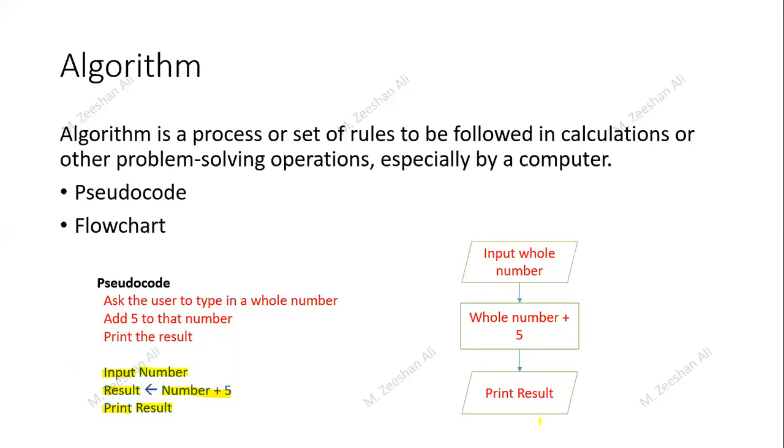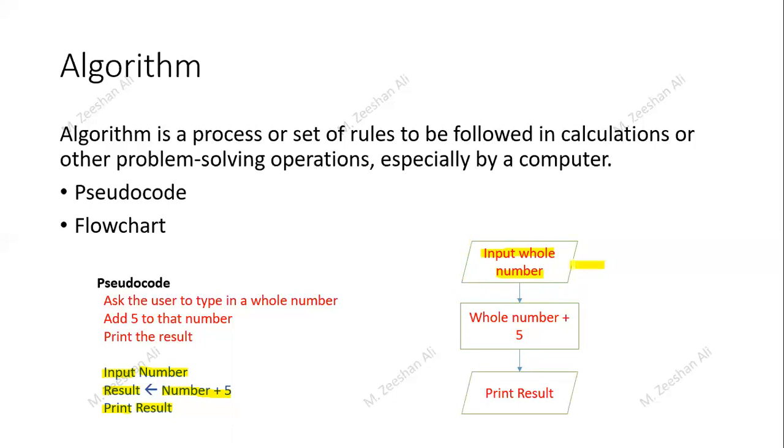On the other hand, you can see this is an example of a flowchart. The flowchart is a pictorial representation of the same steps, the instructions that we are going to follow. For example, what we were doing here, we were taking the input, adding 5 to it, and then giving the result. The same thing is happening here. We are taking the input whole number, but as you can see, the box is a parallelogram, the first shape.